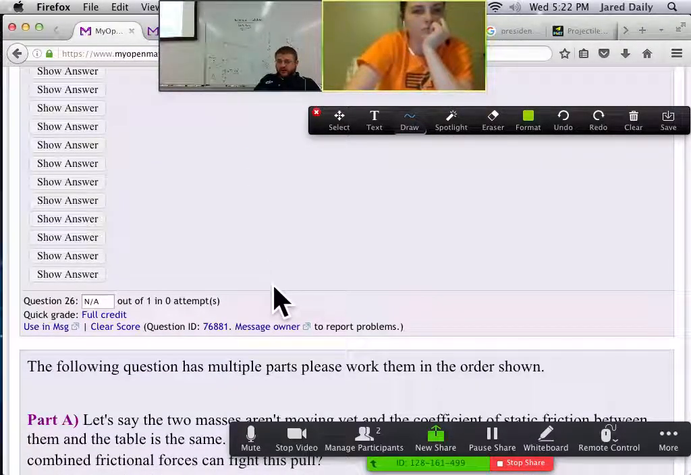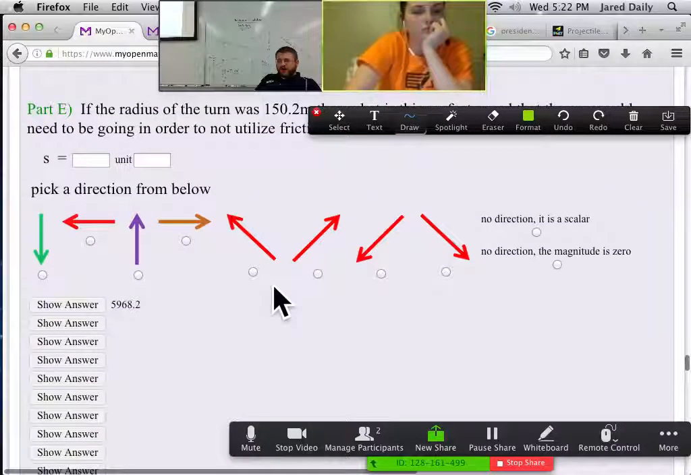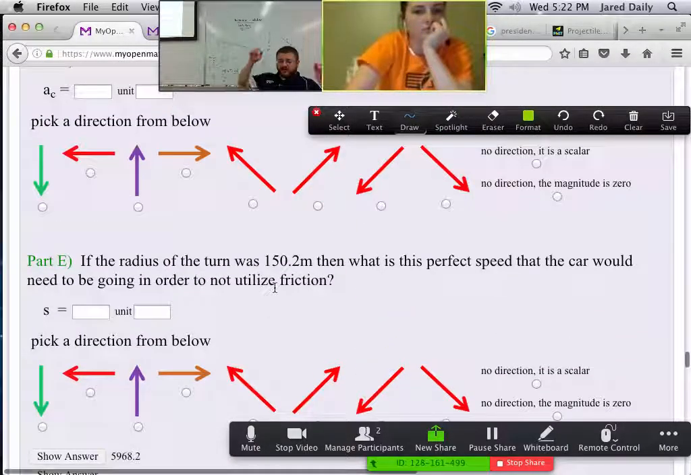Yeah. The last part of the question asks, they tell you what the radius of the track is, and they ask what the perfect speed would be for the car to not have to have friction. But to do that, you have to know something from the next chapter. So just submit what you have, and I will grade it by hand.